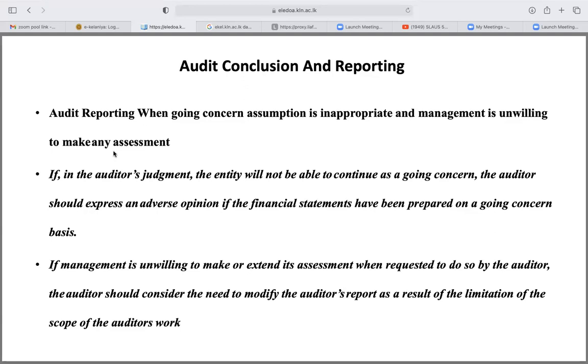But when you are looking at the figures and when you are looking at the financial of the government, right, there's a going concern issue. As an auditor, we do have the adverse opinion on the Sri Lankan government, right? So that's the same thing apply here, right? If management is unwilling to make or extend its assessment when requested to do so by the auditor, the auditor should consider the need to modify the audit report as a result of limitation of scope.